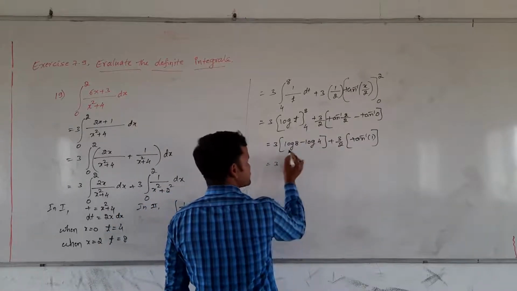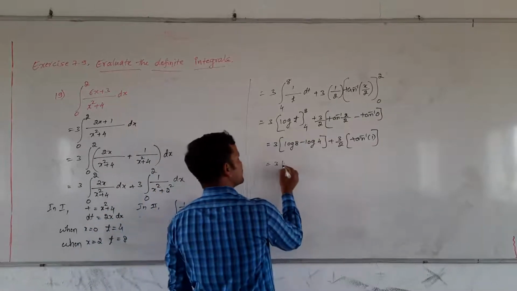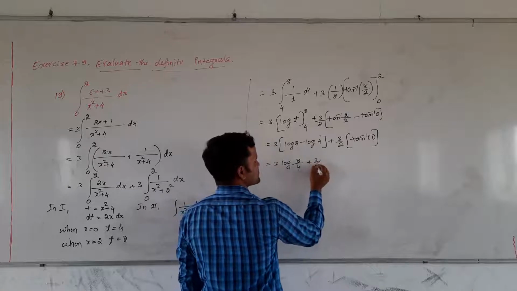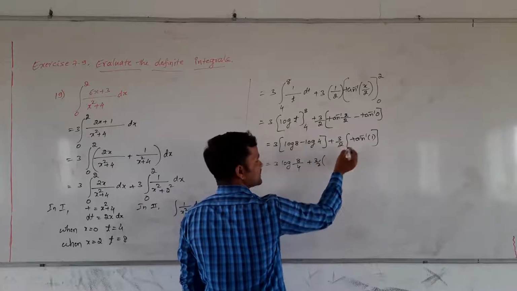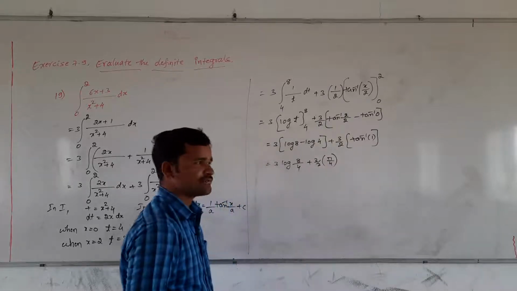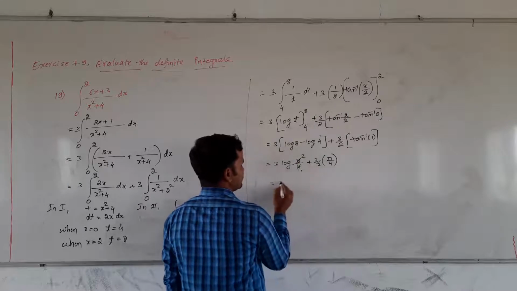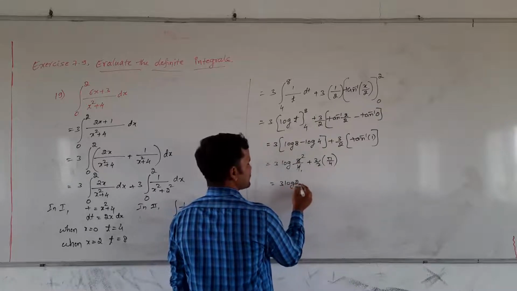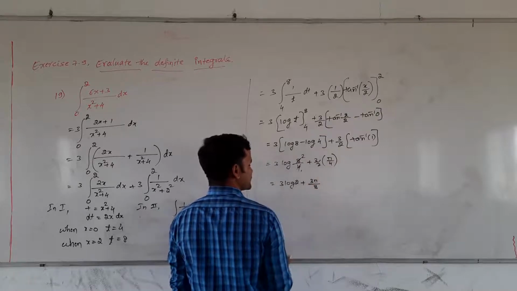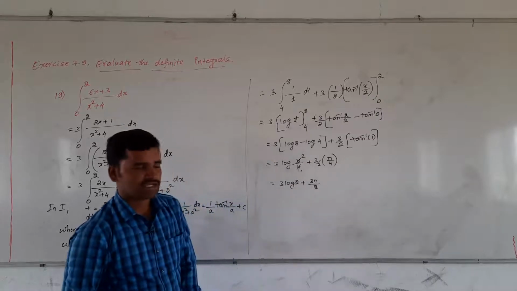We have 3 times, it is in the form log m minus log n. By the formula, log m minus log n is log (m/n), so log (8/4), plus 3/2 into tan inverse of 1. Tan 45 degrees is 1, you know, so tan inverse of 1 is pi/4. 4 ones are 4, 2 fours are 8. This is 3 times log 2 plus 3 pi/8. You can write it as log of 2³ also, that becomes log 8.